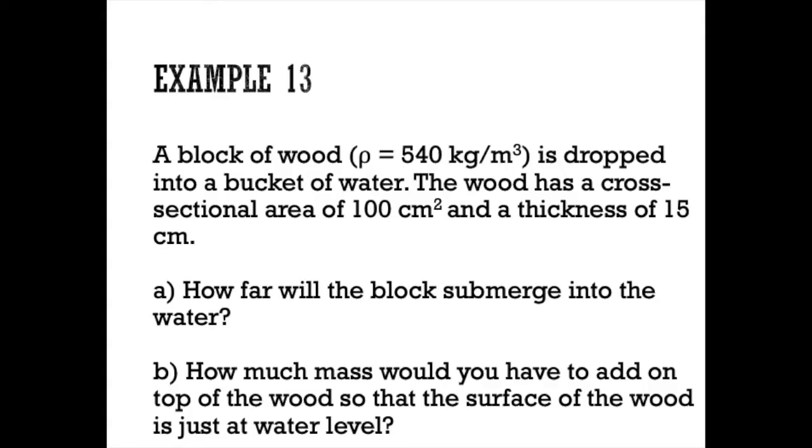Example 13, a block of wood of density 540 kilograms per meter cubed is dropped into water. The wood has a cross-sectional area of 100 centimeters squared and a thickness of 15 centimeters. A, how far will the block submerge into water? B, how much mass would you have to add on top of the wood so that the surface is just at water level?